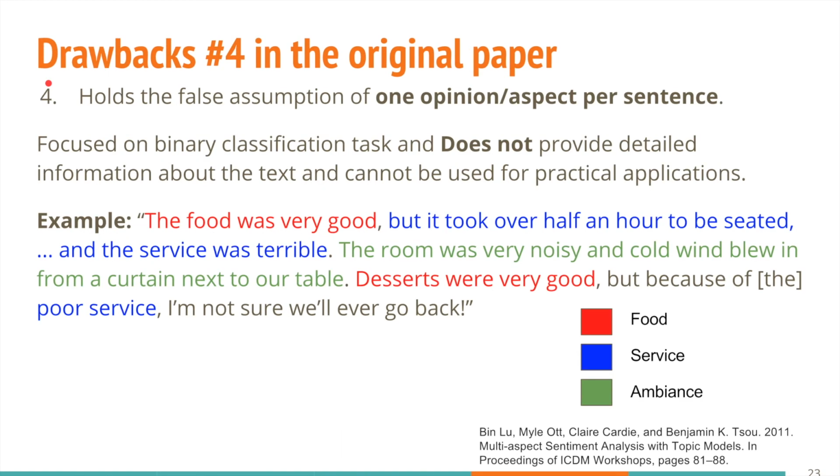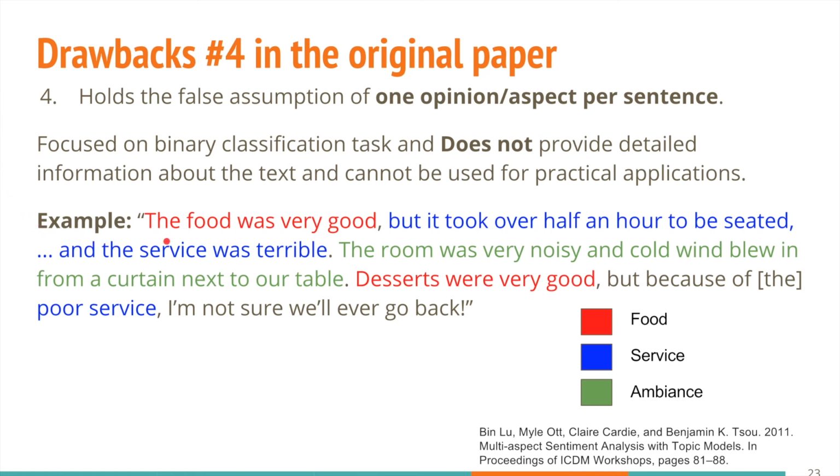Let's talk about the last drawback, number 4, which is that the original paper holds a false assumption that one sentence has only one opinion or aspect, in order to simplify their algorithm. Basically, the original paper's method was able to capture different opinions in one sentence, but the authors just chose to detect the closest one. However, this assumption is inaccurate and incomplete if we want to extract useful information from texts for practical usages. Here is one famous counterexample.